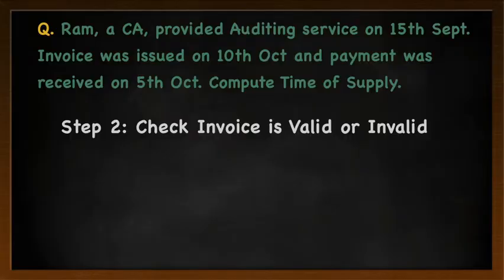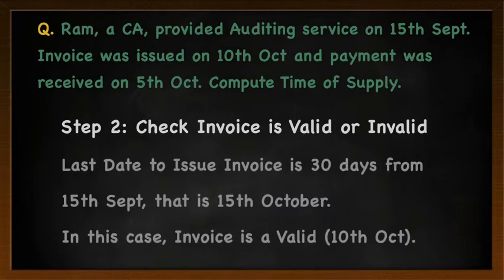Now the second step is to see whether the invoice is valid or invalid. Let us see in our case whether the invoice was valid or invalid. When was the service provided? It was provided on 15th of September. So what is the last day to issue the invoice? It was 15th of October, being the 30th day.